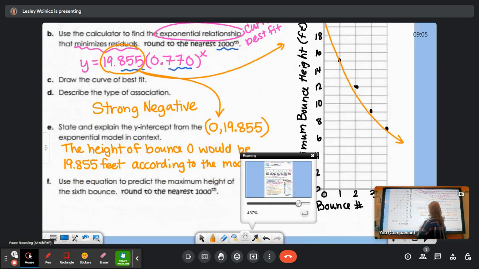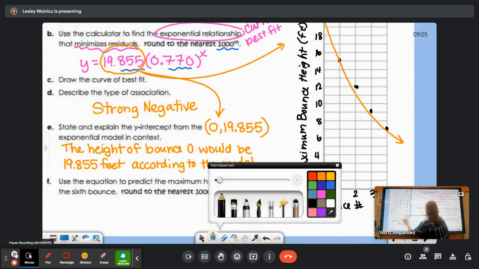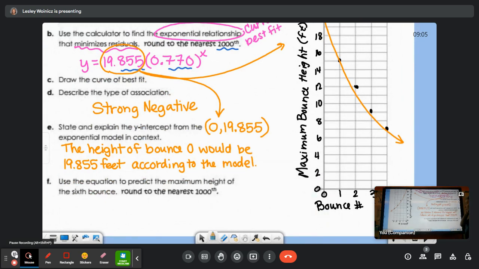You can do that if it's appropriate. Okay, last thing we're going to do for this page is use our equation to predict the maximum height of the 6th bounce. Now the bounces are the x's. Okay, so if it's the 6th bounce, that means that my x has to be 6. So I'm going to plug that into my equation like this. y equals 19.855 times 0.770 to the 6th power. That's what I plugged in right there.